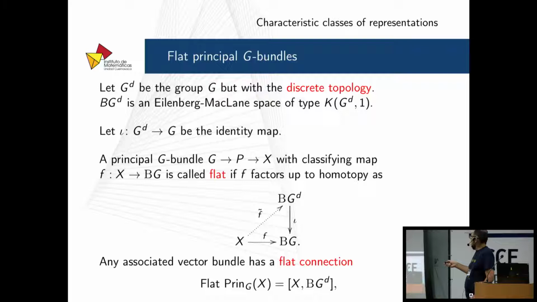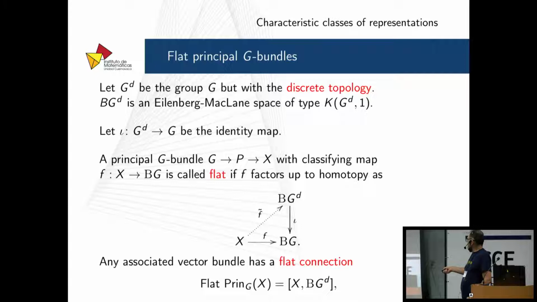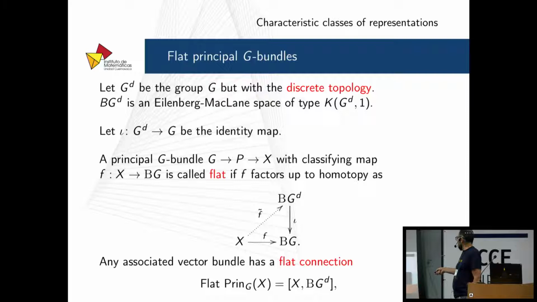And we say that a principal G bundle over X with classifying map f is called flat if the classifying map factorizes through the classifying space of G with the discrete topology. The reason it's called flat is because when this happens, any associated vector bundle over X can be endowed with a flat connection. So in this case, we have a one-to-one correspondence between flat principal G bundles over X and homotopy classes of maps between X and the classifying space of G with the discrete topology.